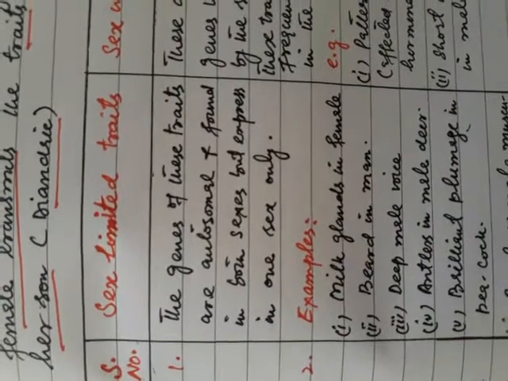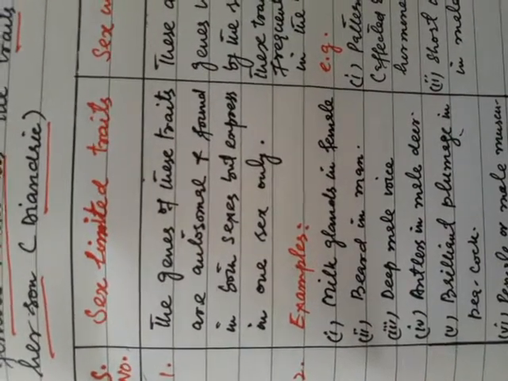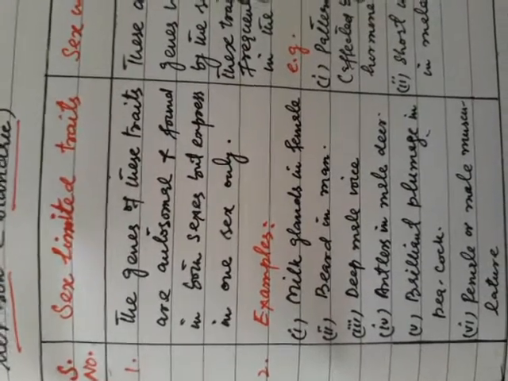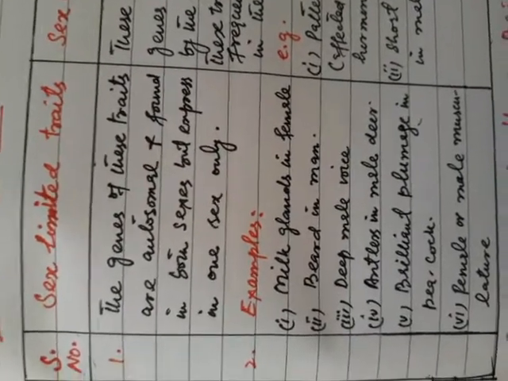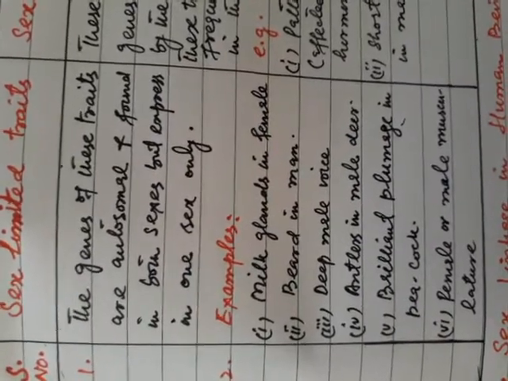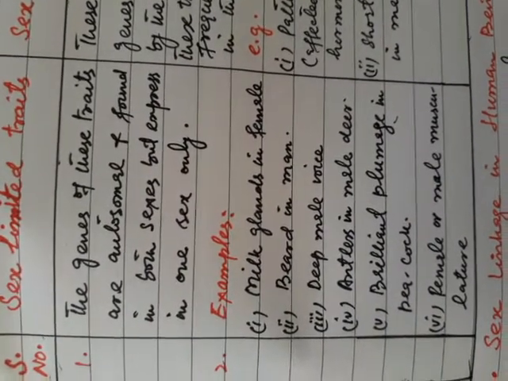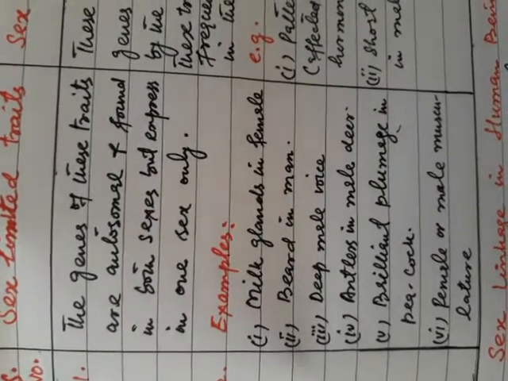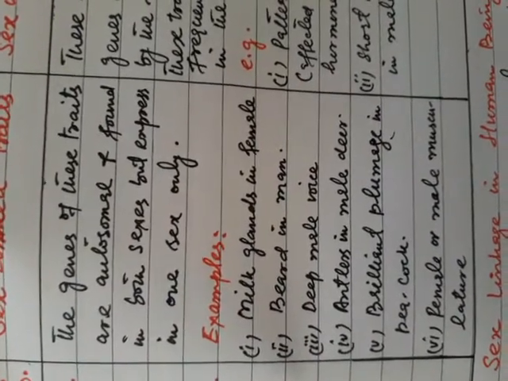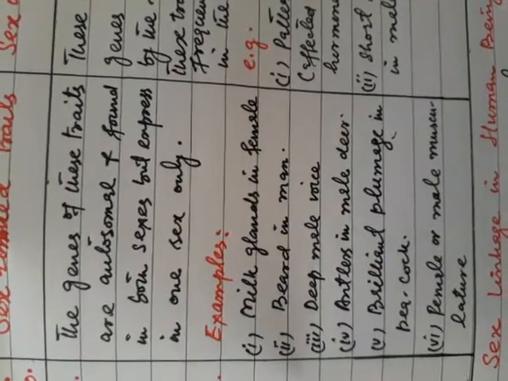Sex limited traits. The genes of these traits are autosomal and found in both sexes but expressed in one sex only. Examples are milk glands in female, beard in man, deep male voice, antlers in male deer, brilliant plumage in peacock, female or male musculature.